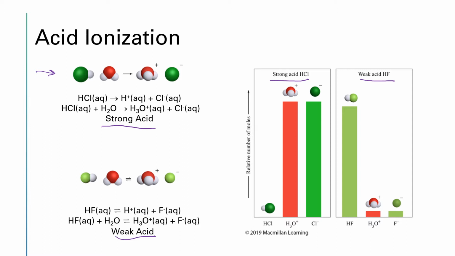The first line of the equations is the way I usually write this, HCl and then a one-way arrow, because this reaction goes to completion and we get H plus ions and Cl minus ions. The formalism using hydronium includes the water molecule, so we have HCl plus water yields H3O plus Cl minus.